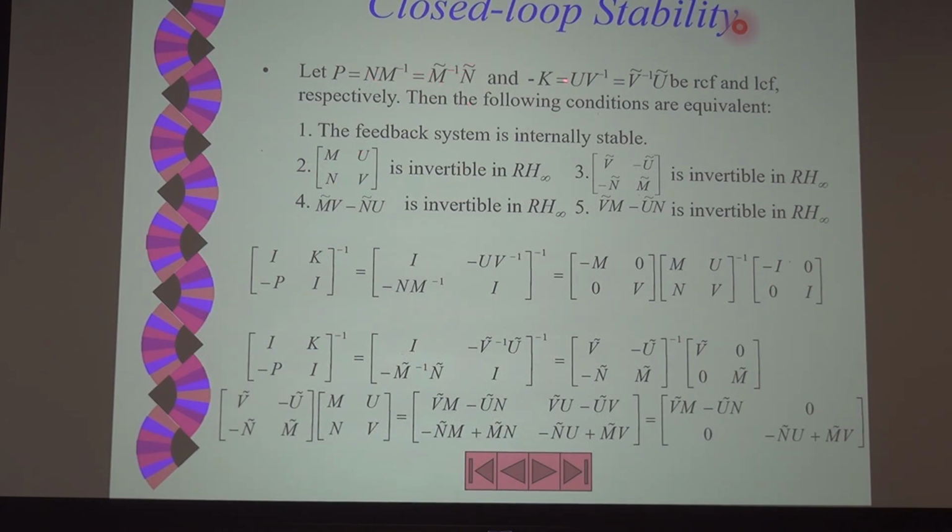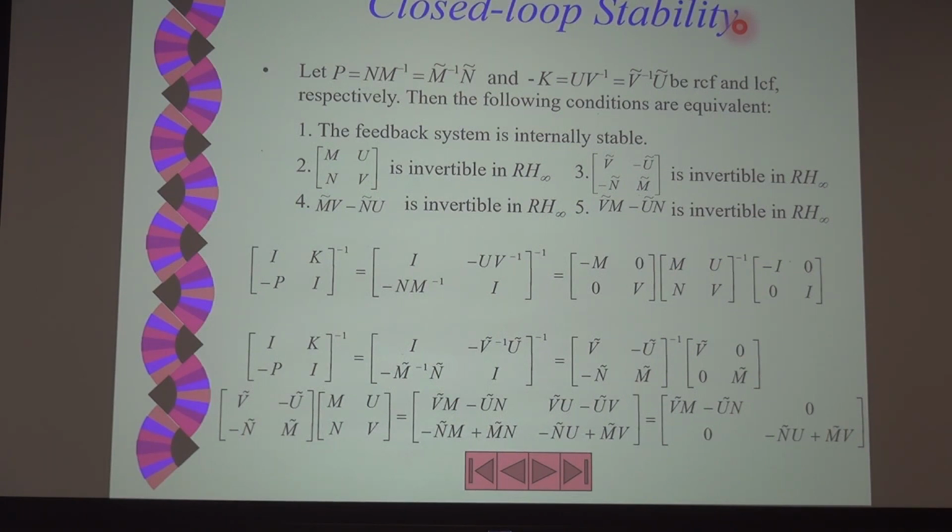So it's N, M, and U, V. You use all the right coprime factors. Okay, you can do that. If you feel this is trivial, in the SISO case, yes, it is trivial. If this is invertible in RH infinity, then it is called internally stable.